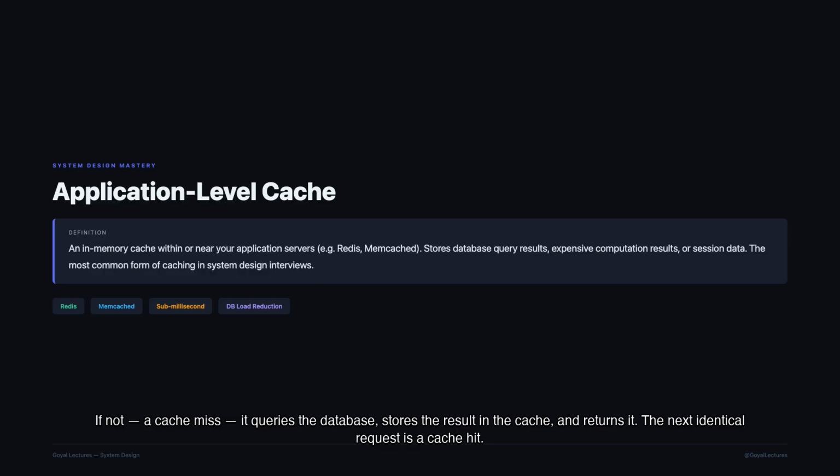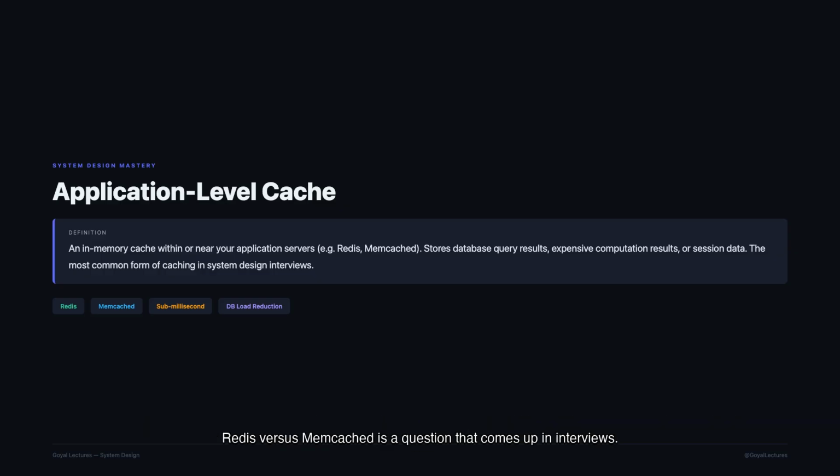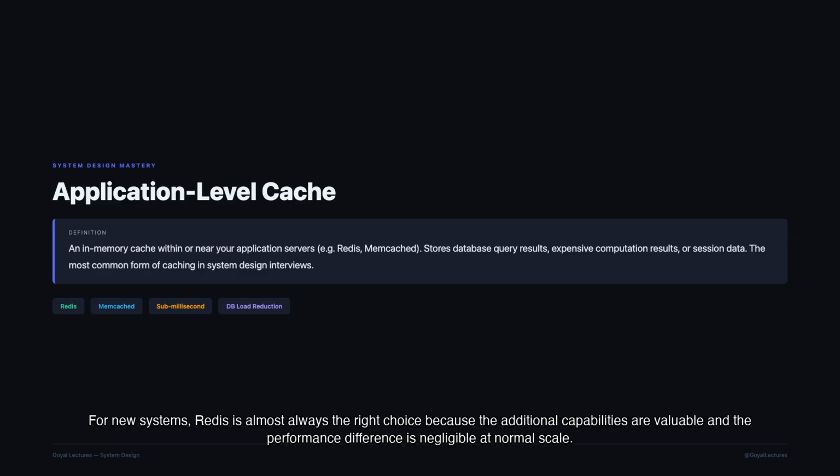Redis versus Memcached is a question that comes up in interviews. Memcached is simpler and marginally faster for pure key-value caching workloads. Redis supports richer data structures, sorted sets, lists, streams, pub/sub, and persistence options. For new systems, Redis is almost always the right choice because the additional capabilities are valuable and the performance difference is negligible at normal scale. Use Memcached only when you have a specific, benchmarked reason to.